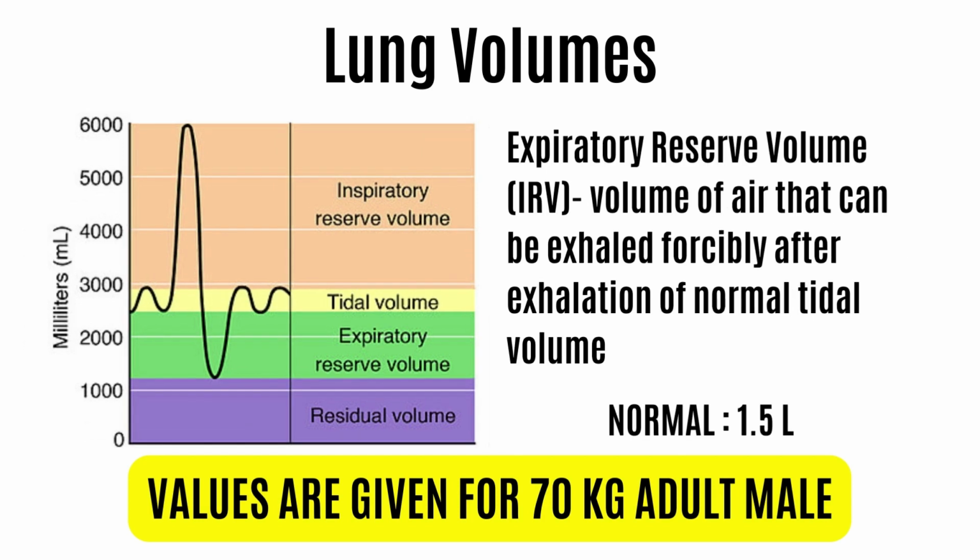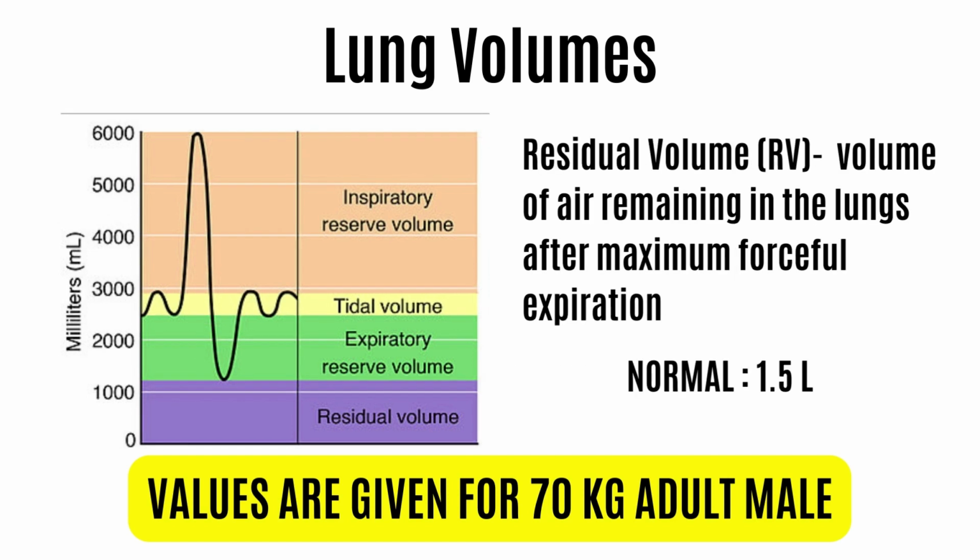If there is inspiratory reserve, there must be expiratory reserve because everything in life needs to be balanced. An expiratory reserve volume or ERV is the volume of air that can be exhaled forcibly after exhalation of normal tidal volume. The normal adult value is about 1.5 liters.